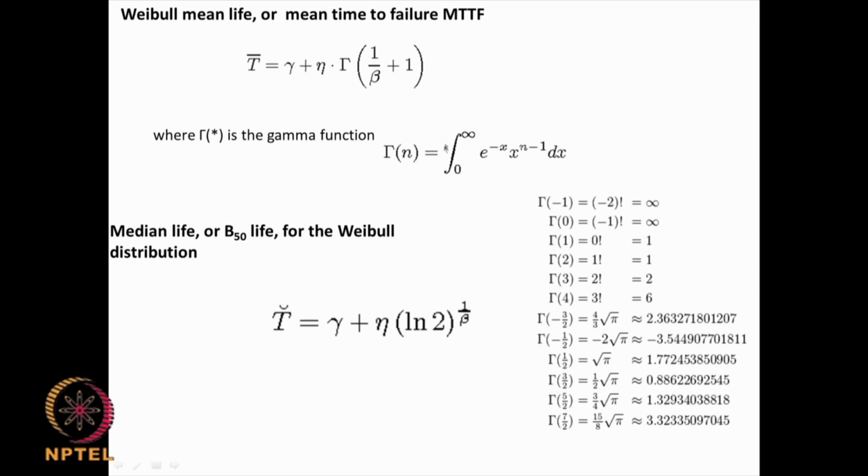The gamma function is given by the integral from 0 to infinity of e power minus x, x raised to the power n minus 1 dx. You do not need to get scared by this. Depending upon the term inside, we will know the gamma function value using a table. For example, gamma 1 is 1, gamma 2 is 1, gamma 3 is 2, gamma 4 is 6 and so on. The median life or B50 life for the Weibull distribution is given by gamma plus eta times (ln 2) raised to the power 1 by beta.